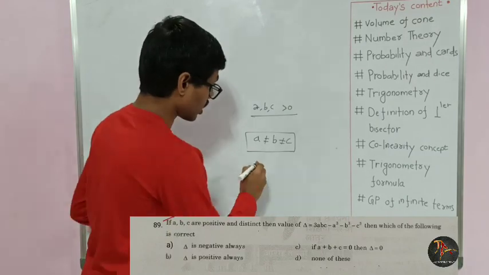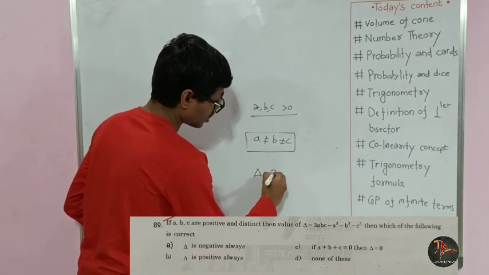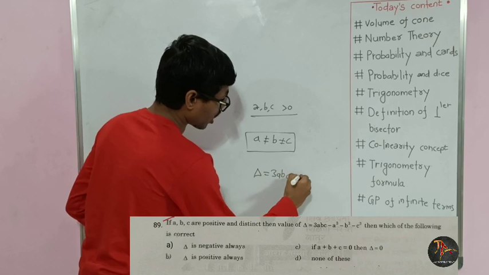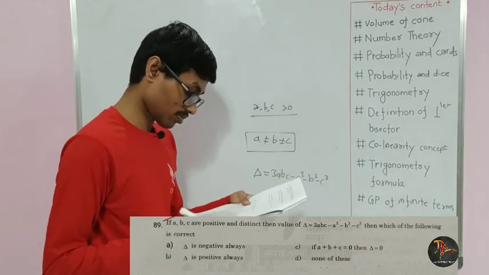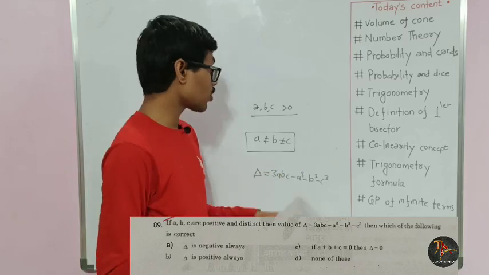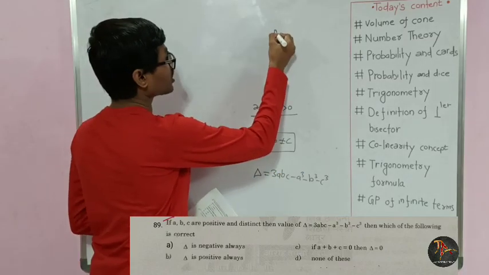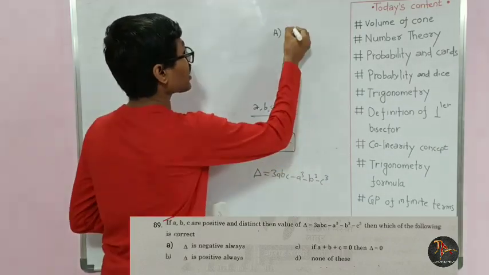And now, delta value is given by 3ABC minus A cube minus B cube minus C cube. Then which of the following is correct? Option A says that delta is negative.